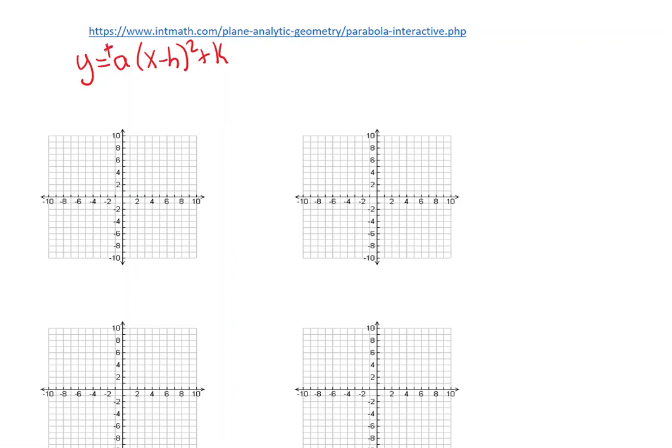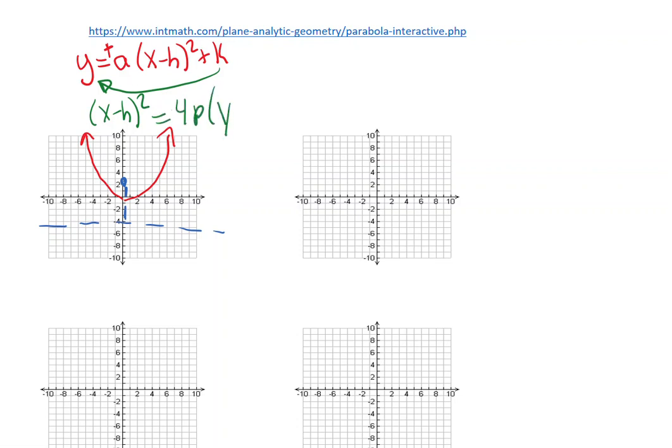But if the a is positive, the parabola opens upward, and we know that the focus is on the inside, and the directrix will be on the outside. Now, these should technically be the same distance, but I'm just giving you a sketch. Now, what WebAssign is going to have you do is format this by bringing the k over to the other side. So it's really going to be this idea of x minus h squared equals 4p times the quantity y minus k.